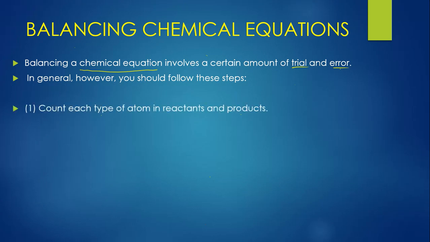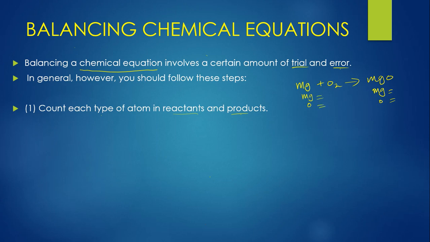The first step: count each type of atom in the reactants and the products. You need to count the number of atoms in the reactants and in the products. For example, let me give you an equation here: magnesium plus oxygen gives us magnesium oxide. The first step when you want to come up with a fully balanced chemical equation is to count the number of atoms on your reactants and the products. So here I'm having Mg and O, magnesium and oxygen, and on the other side I can also write Mg and O.